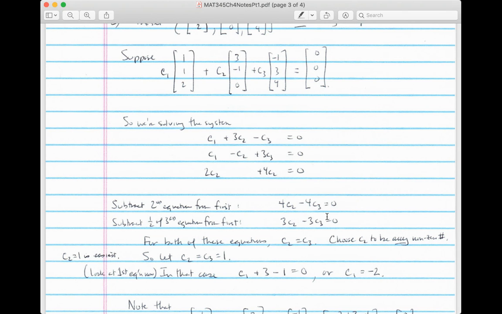So as long as C2 and C3 are the same number, both of these equations are going to be true. Therefore, I'll take C2 to be any non-zero number, then C3 will be that same number. The easiest thing to do probably is to let them both be 1. And then when I put 1 into C2 in this equation, and C3, put 1 in for both of these, then I get C1 plus 3 minus 1 equals 0, which means that C1 is negative 2.